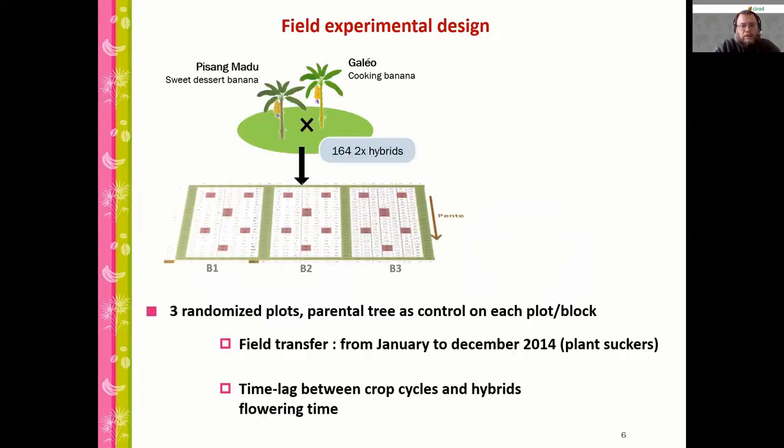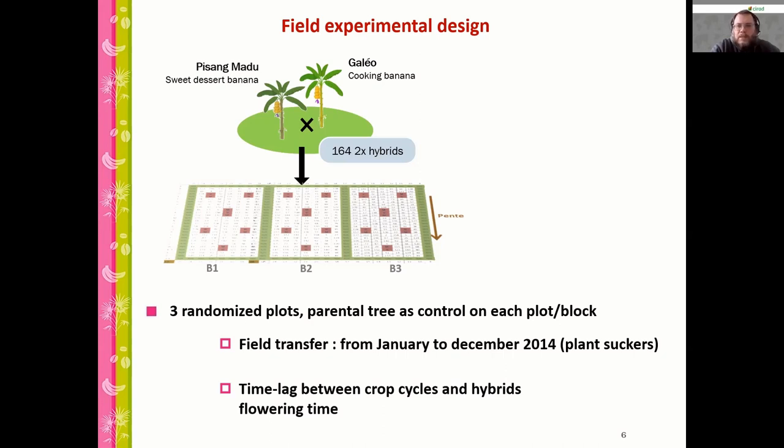Fruit quality traits phenotyping is really time consuming and very difficult. So we cannot work on a big population, and so we cannot perform genetic association analysis, GWAS, for example. So we worked on a diploid segregating population that was created by crossing Pisang Madu, which is a sweet dessert banana used as female, and Galeo used as male. Galeo is more of a cooking banana.